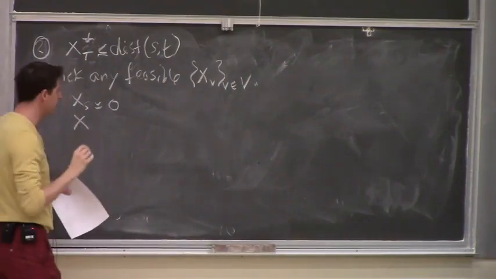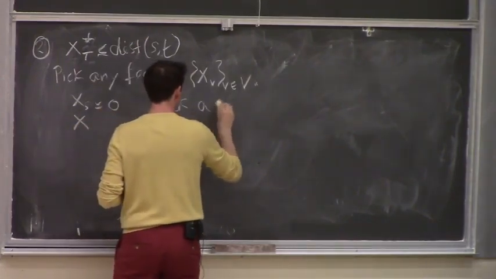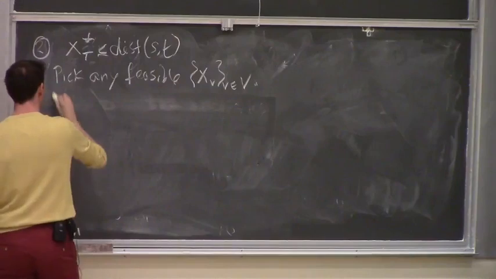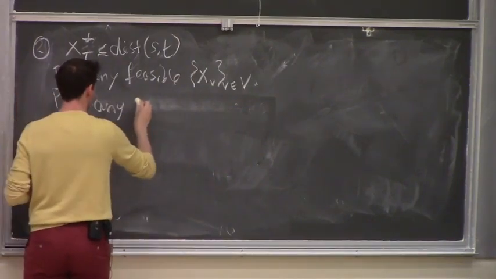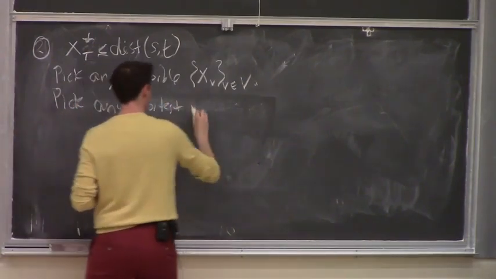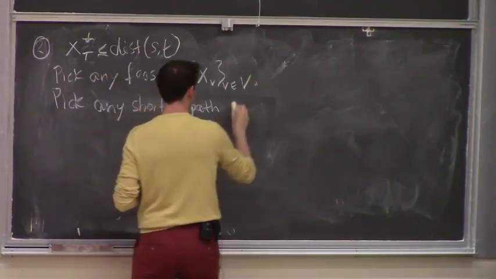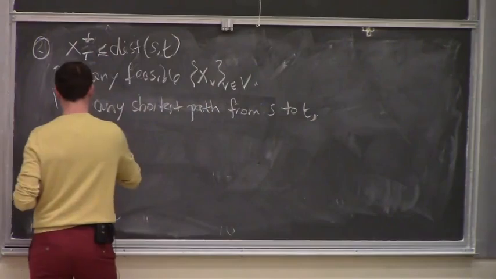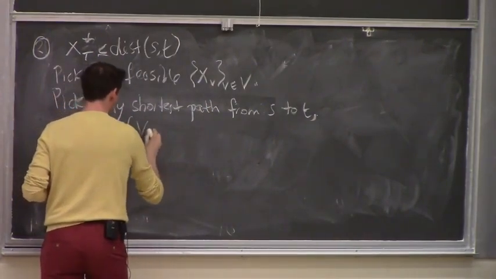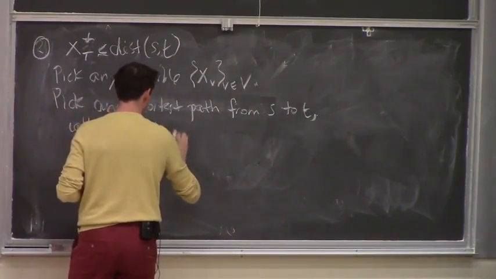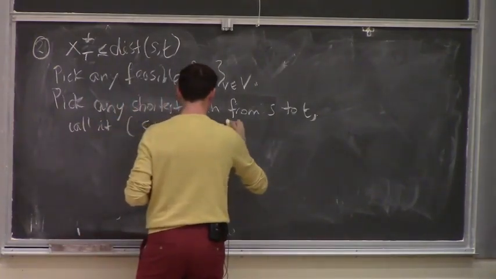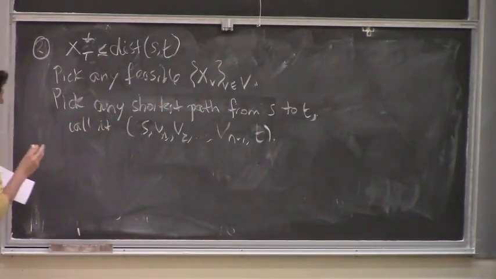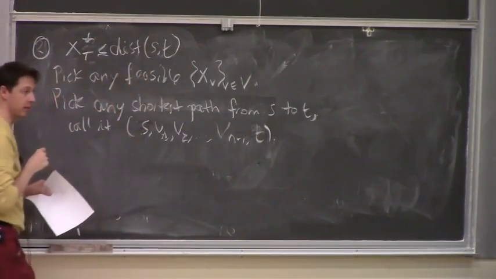And now what I want to do is pick a shortest path. So let me write it nicer. Pick any feasible solution, that one, and then also pick any shortest path from S to T. Let's call it S, then V1, then V2, blah, blah, blah, up to V n minus 1, and then T. Doesn't matter how long it is. It is a shortest path, so the sum of the lengths actually equals the distance.